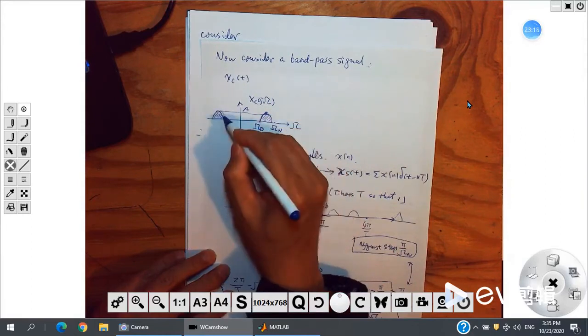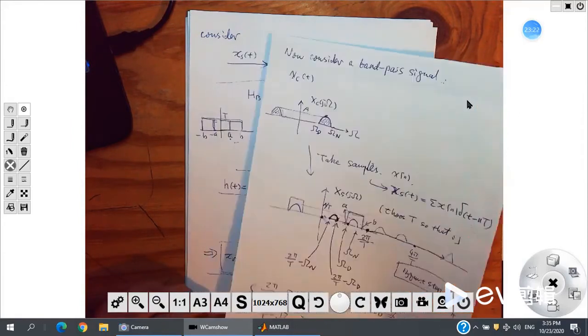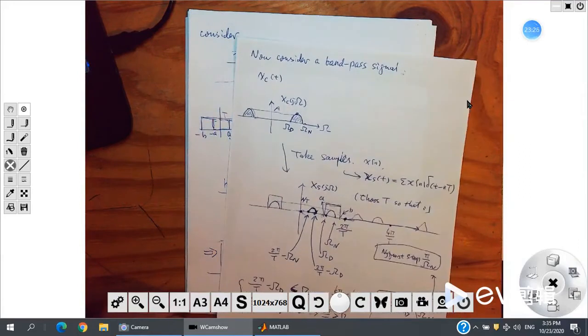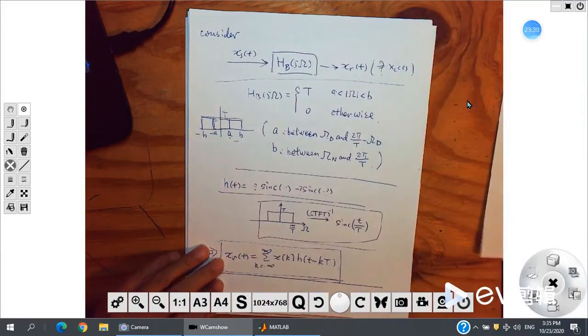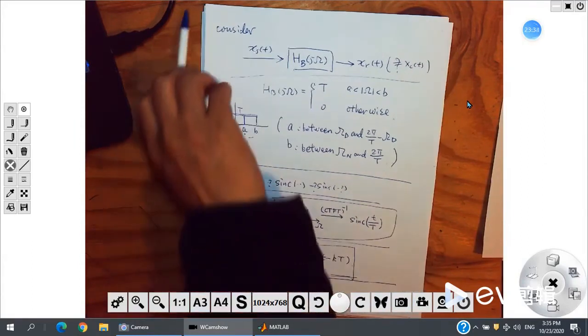It's a bandpass signal. So for this kind of signal, if you want to take samples, you can use a lower sample rate. You have fewer samples, or use a sample step that is larger than the Nyquist sample step. And for this one, we can illustrate by example.